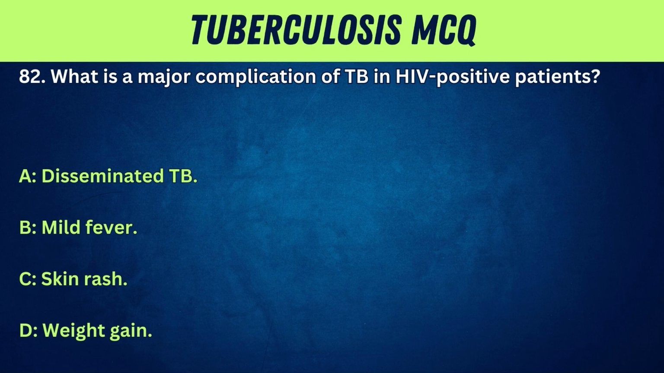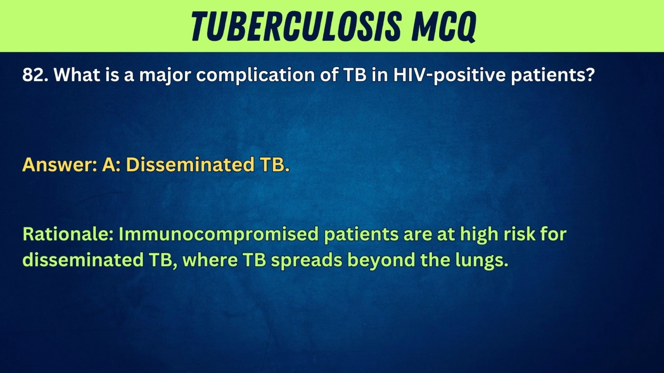82. What is a major complication of TB in HIV-positive patients? A. Disseminated TB. B. Mild fever. C. Skin rash. D. Weight gain. Answer: A. Disseminated TB. Rationale: immunocompromised patients are at high risk for disseminated TB, where TB spreads beyond the lungs.